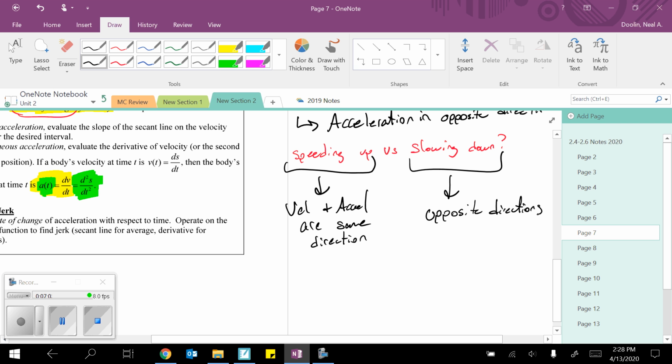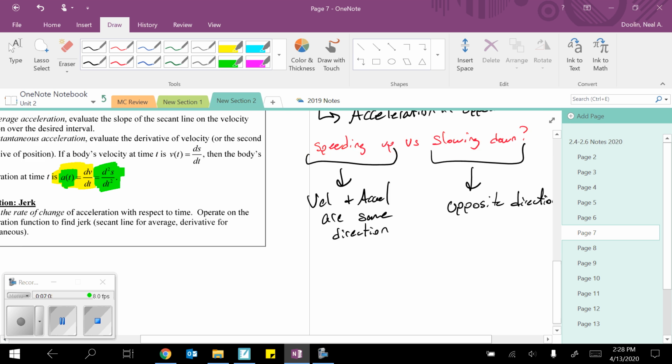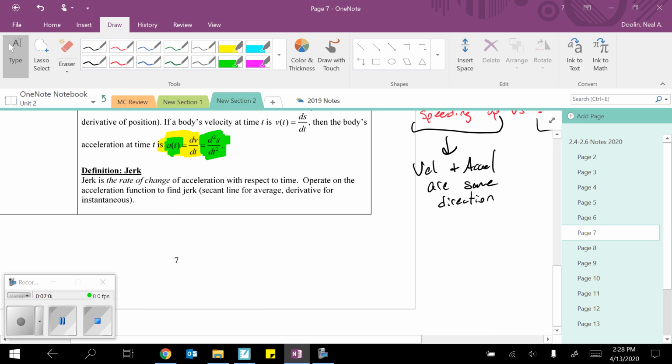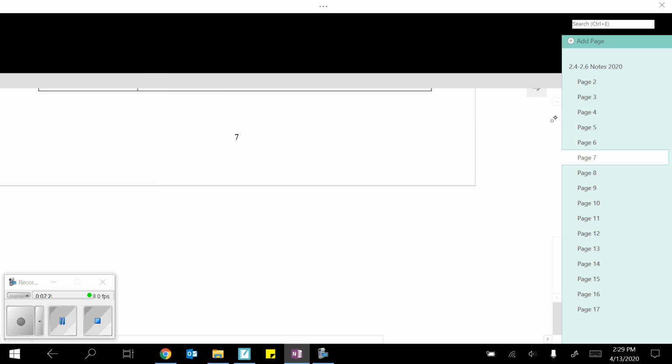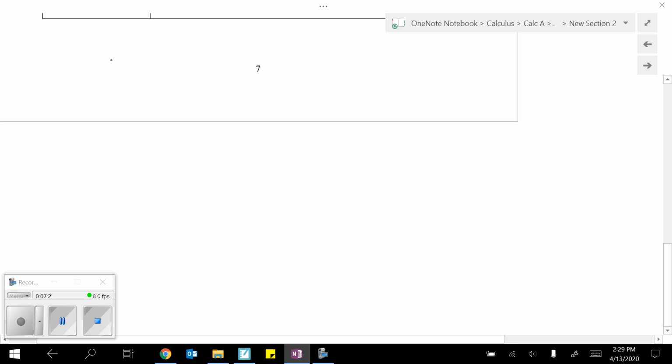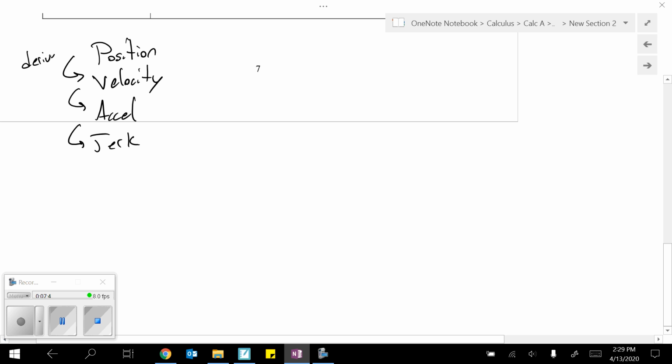The list does continue on from there. We don't use the ones past acceleration very often. The next derivative down the line is called jerk. It's the rate of change of acceleration. That would make it the second derivative of velocity, the third derivative of position. If you want to keep going down the list, I'm just going to make a better visual here. So you have position, you have velocity, we have acceleration, we then had jerk, and the way you can move down this ladder is by deriving, etc. You derive every time.